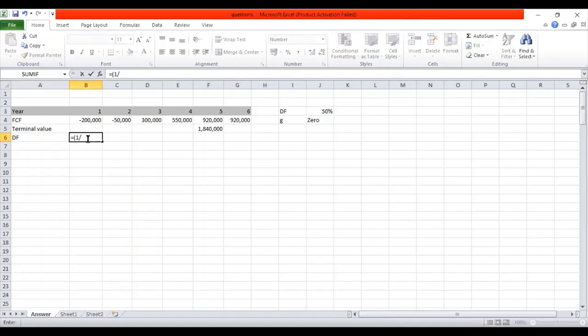1 divided by 1 plus the discounting factor, which is the 50% required rate of return, to the power 1. Likewise, we can calculate the discounting factor for each year as well. Then we can get the present value of free cash flows by multiplying free cash flows by the discounting factor.